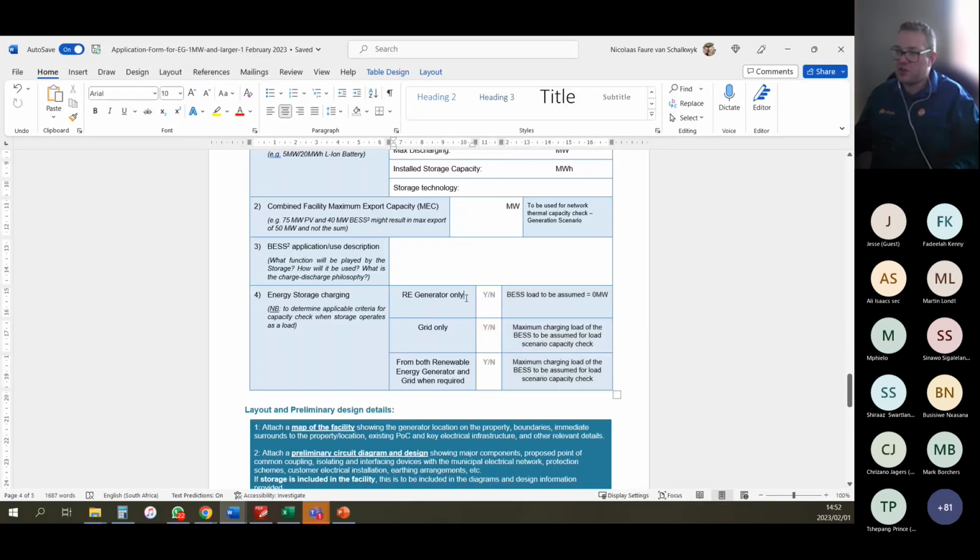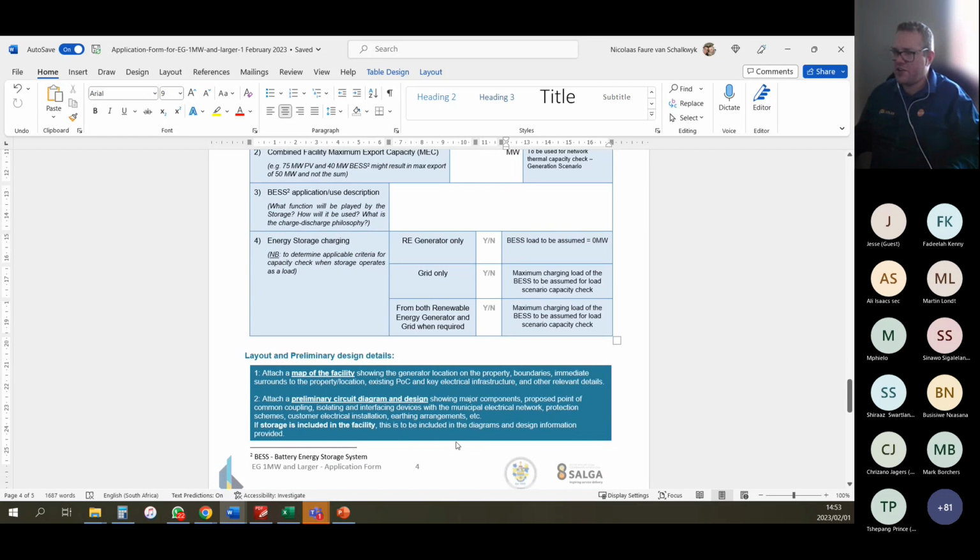So obviously, if you're not going to use the grid at all, then it will say, okay, we don't expect a load from the battery energy storage system. But for these scenarios, we need to take into account the maximum load or the maximum charge that the system would need. Okay, so that's the type of information that you would provide, and that would feed into the next process.